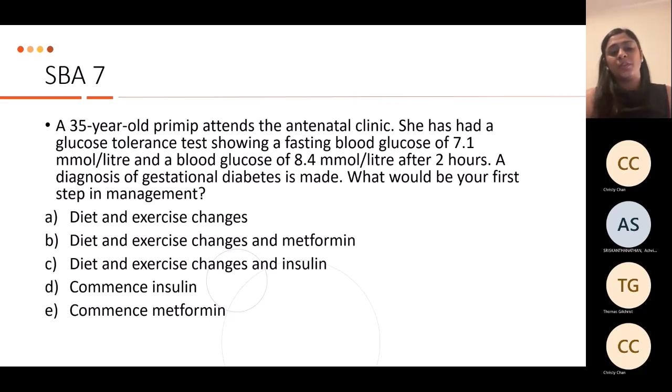So in this case, we've got a 35-year-old primip. She attends antenatal clinic. She's had an OGTT, which shows a fasting blood glucose of 7.1 and a blood glucose of 8.4 after 2 hours. A diagnosis of gestational diabetes is made. What would be your first step in management?